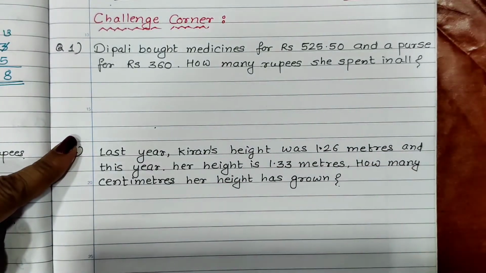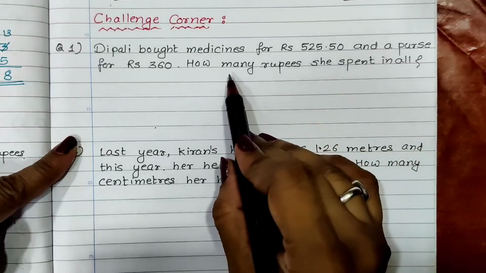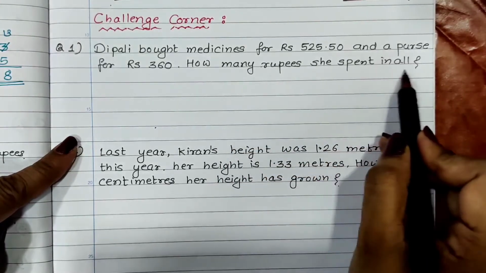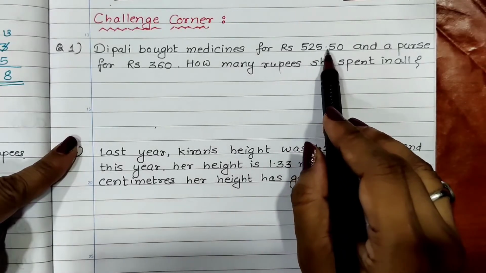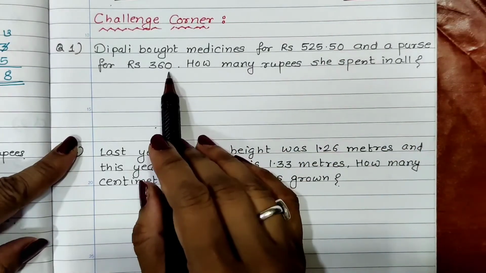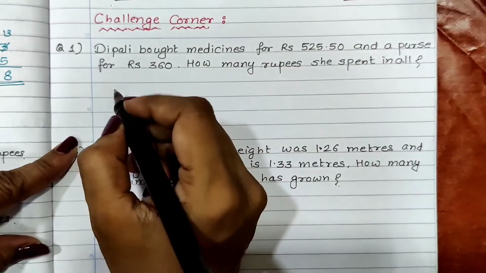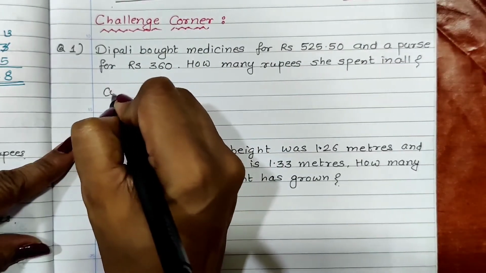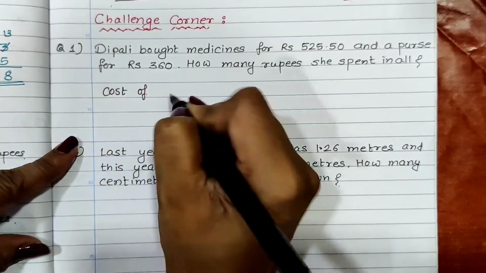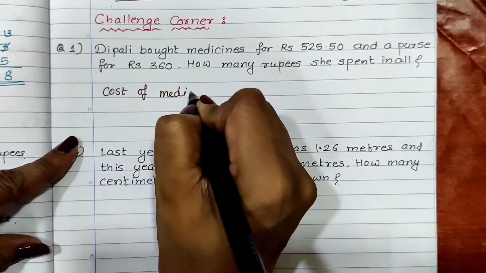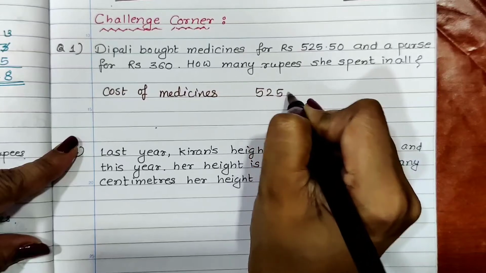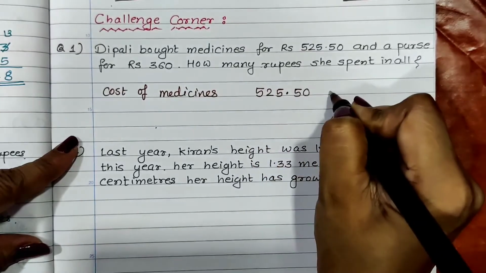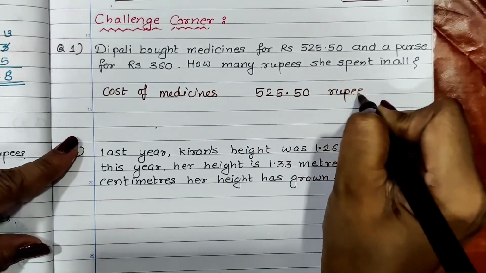Okay, so we have to do the total. How many rupees did she spend in all? In all means we have to do the total. Total of 525.50 and 360. So cost of medicine is ₹525.50. I write here rupees.